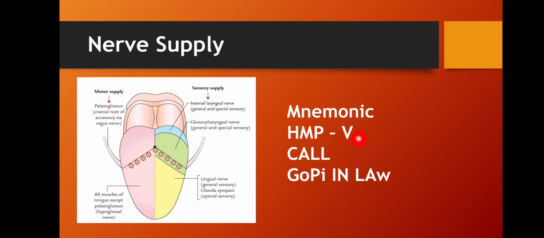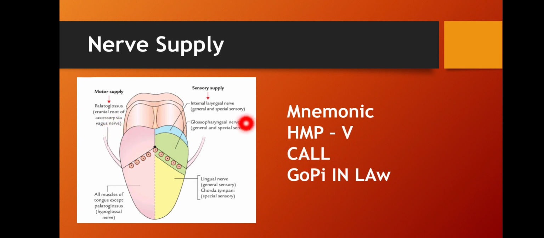HMP, this is a mnemonic. H stands for hypoglossal, and the exception is the muscle palatoglossus. The palatoglossus muscle is supplied by the cranial root of accessory nerve via vagus nerve. So you remember the word HMP. H means hypoglossal, except the muscle palatoglossus. This palatoglossus is supplied by the accessory via vagus nerve.